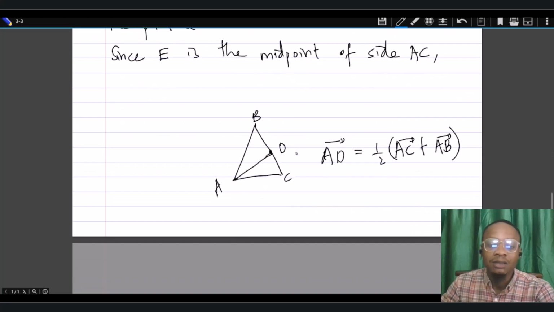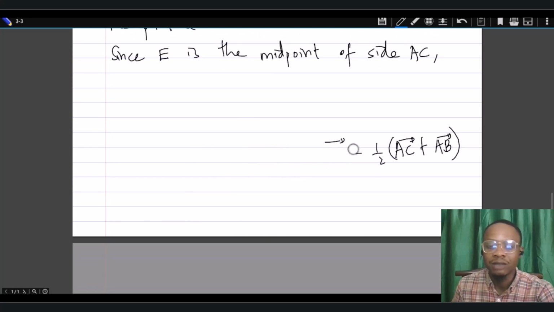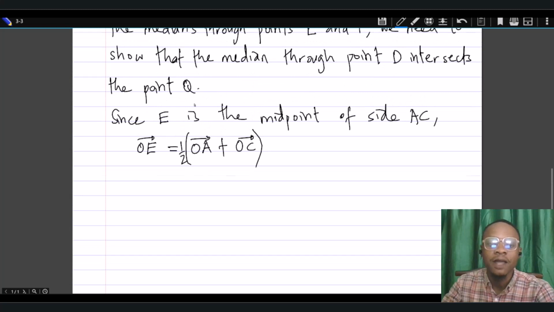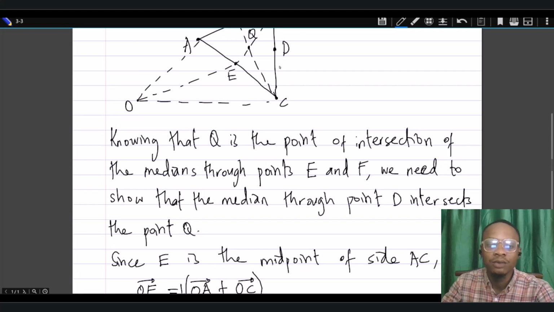Okay, and so we can just put that out directly here to say that OE will be equal to OA plus OC, then divided by 2. So it will be 1 over 2 of all of this. So that's basically what we've done here. OE will be equal to half of OC plus OA.